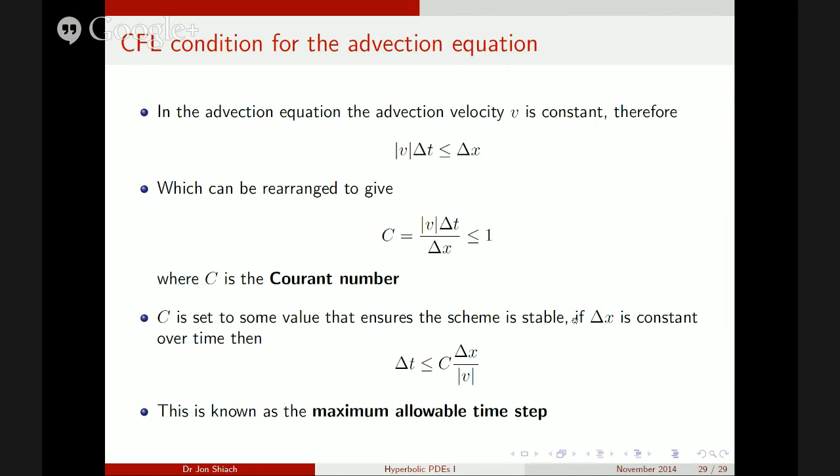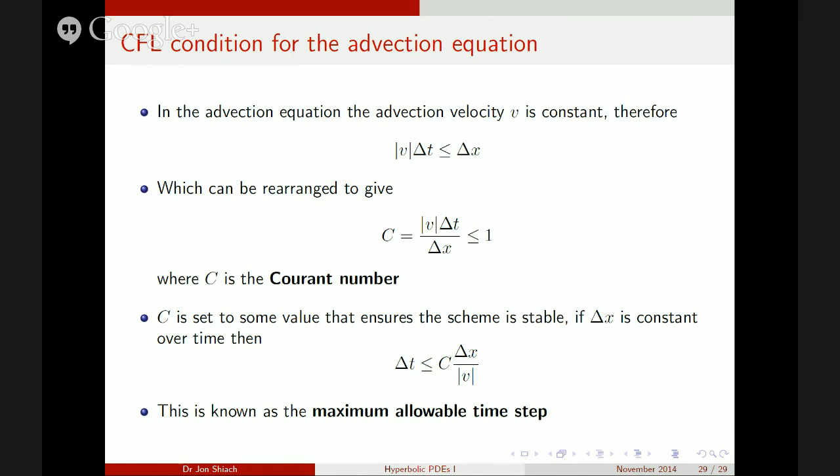If delta x is constant, which we usually have, then our time step is given by a simple rearrangement of this formula up here. C is a number, and we set that so it's stable, multiplied by your spatial step, divided by the velocity. That gives you what we call the maximum allowable time step. So your time step is limited by c. That's what we mean by the CFL condition. We have to make sure this condition is satisfied.